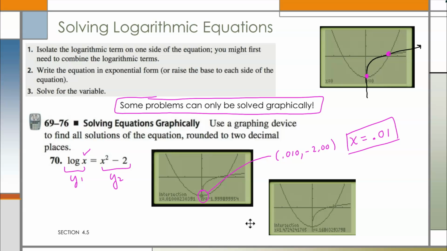Okay, for our second solution, which is here, you see the point 1.47, 0.168. Now, which one is the solution? When we come back to problem 70, we are looking for an x value. So the x at which these two intersect is 1.47. And those are our two solutions. We wouldn't guess at this second solution unless we remembered what our log graph looks like. So don't just go by your calculator. You also have to know some things about math.